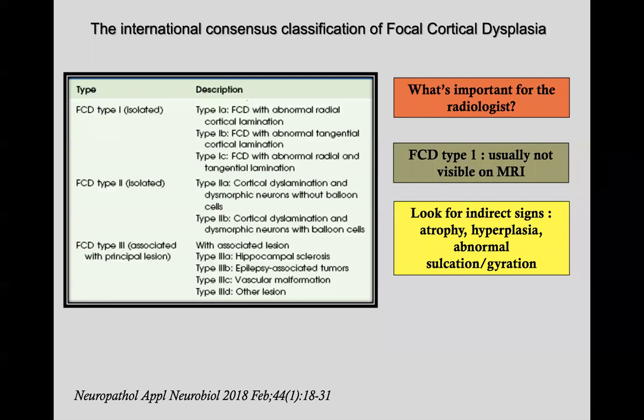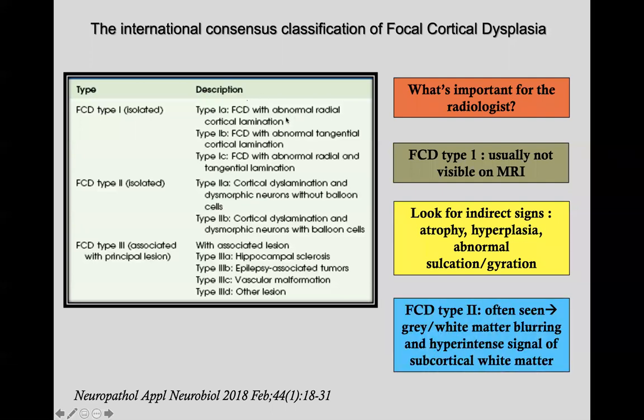And it's tricky also for the pathologists. You know that the pathologists are thinking to take this focal cortical dysplasia type 1 out of the classification because they are not consistent in diagnosing it. So it's quite tricky for them as well.